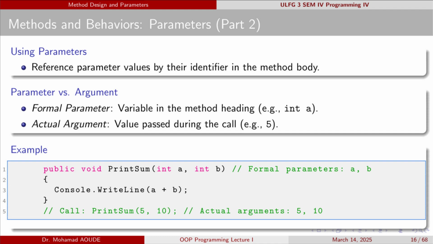It's important to understand the difference between a parameter and an argument. A parameter is a variable you declare in the method definition, like int a, int b. An argument is the actual value you pass when you call the method, like print sum 5 10. So parameters are placeholders. Arguments are real values. Matching the correct types and order between parameters and arguments is crucial for your program to work correctly.